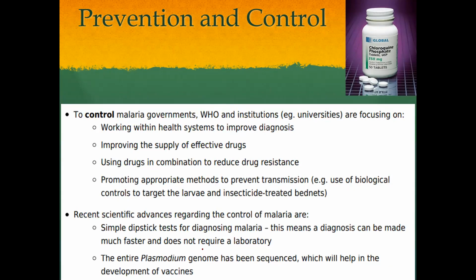So to control malaria, since it cannot be eradicated 100%, we can simply control it, right? So how can it be controlled? WHO mostly works with the government bodies, right? And they can work with health systems to improve diagnosis. They can work on improving the supply of effective drugs. Different drugs can be used in combination to reduce drug resistance, right? Promoting appropriate methods to prevent transmission, like for example, use of biological controls to target the larvae.